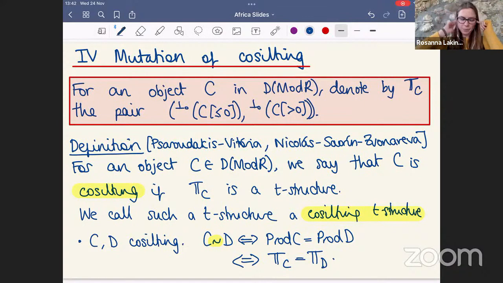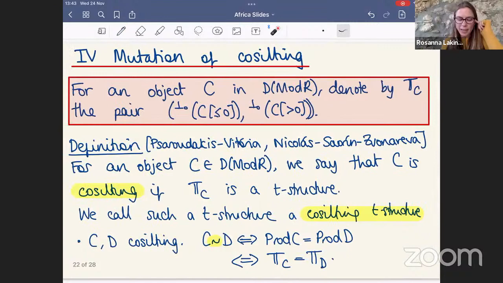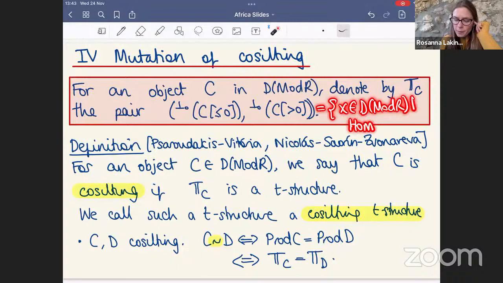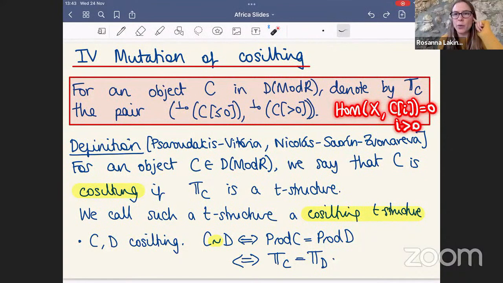So the first thing I want to do is say that for an object C in the unbounded derived category, we will denote by TC a pair of subcategories that are, I guess this is quite notation heavy. What this means is that you take the Hom orthogonal, so the objects with no Homs, to the collection of all non-positive shifts of C. And then we do the same thing here. So this is the objects in the bounded derived category that have no Homs from X to any positive shift of C. So it's this orthogonal, and the same on the other side.